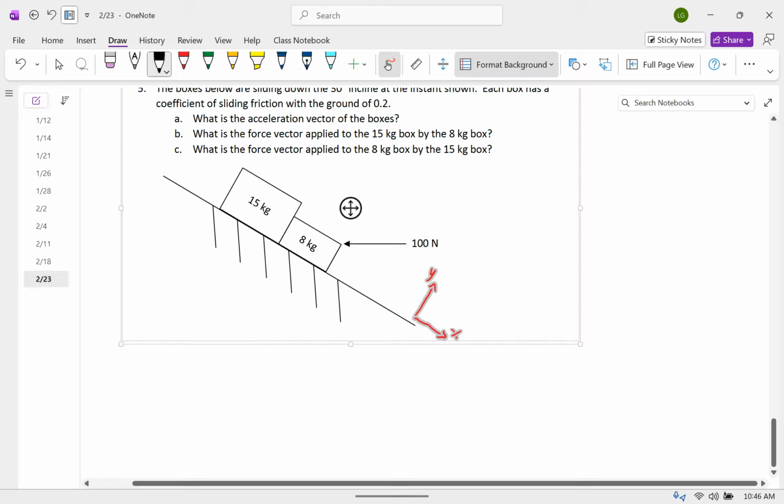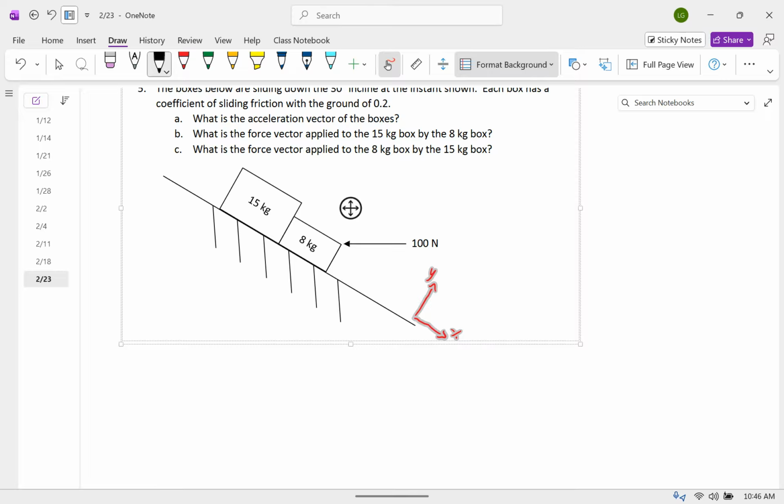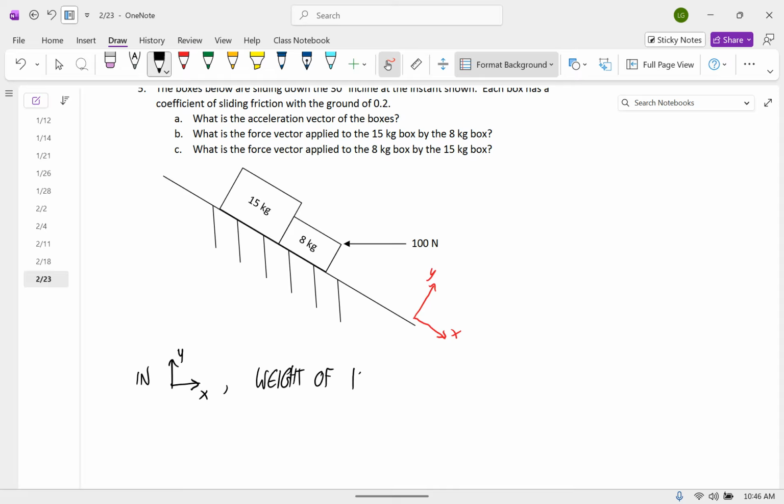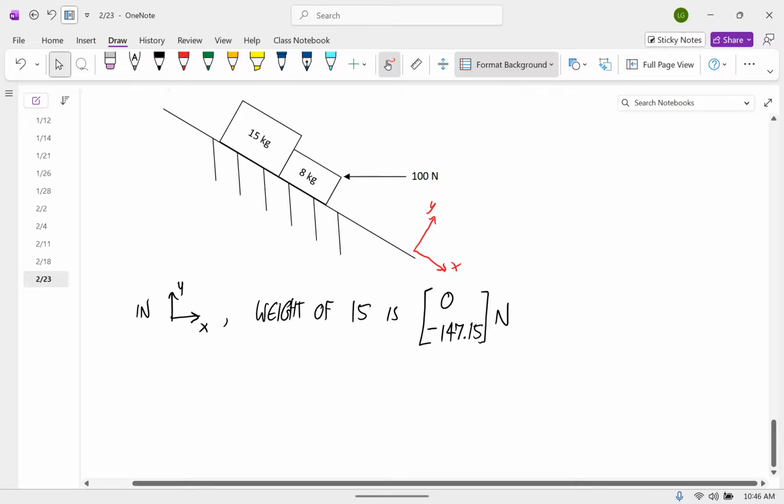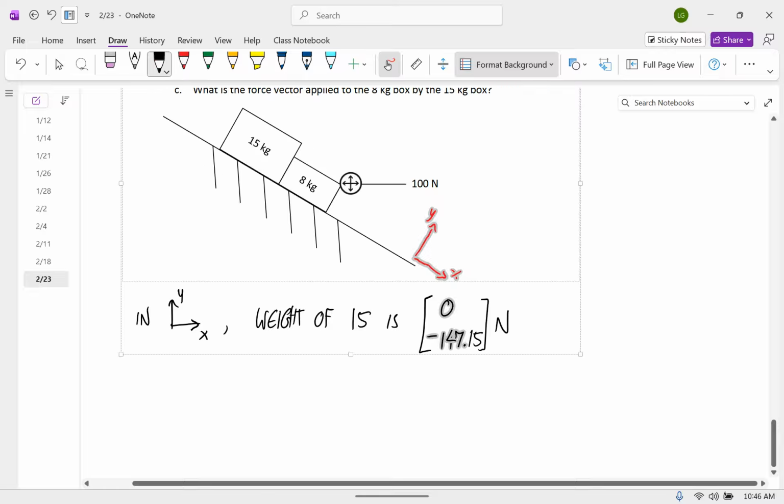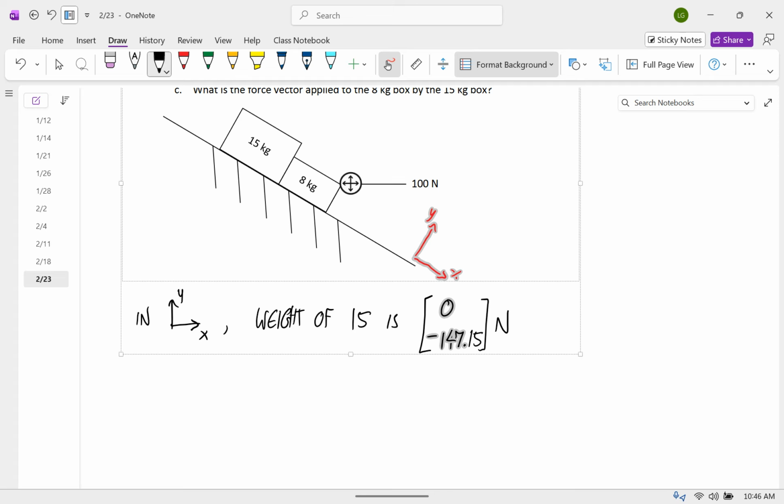In this coordinate system, the usual coordinate system, the weight of the 15 kilogram box is 15 times 9.81. So that's 0, negative 147.15. And so what would it be in that red rotated coordinate system? Let's use a rotation matrix for that.